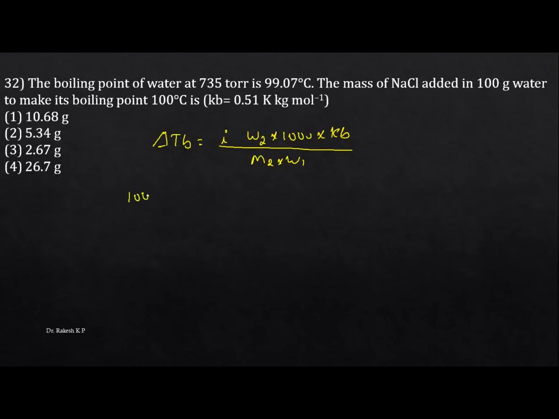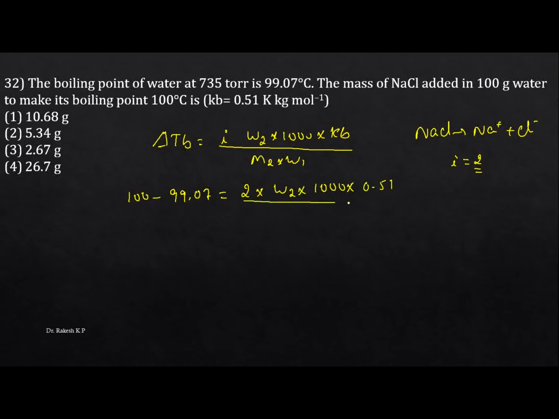This is 100 minus 99.07, because the boiling point of the solution has to be 100 degrees Celsius, and the boiling point of the solvent, that is the water, is 99.07. Now they are given the solute, that is sodium chloride. It dissociates to give Na plus and Cl minus, hence the i value becomes 2. I'm going to substitute the values: 2 into W2, we have to calculate W2, into 1000. The Kb value is 0.51, divided by the molar mass of sodium chloride, 58.5, dissolved in 100 gram of water.